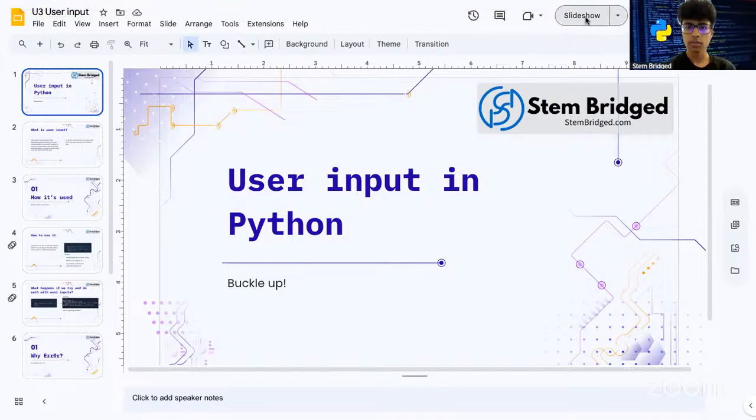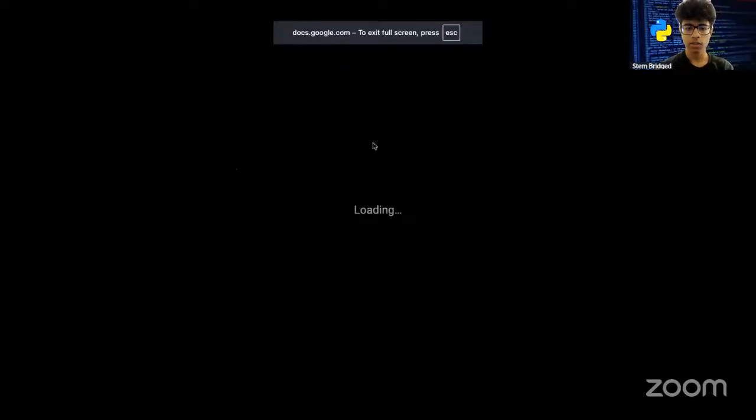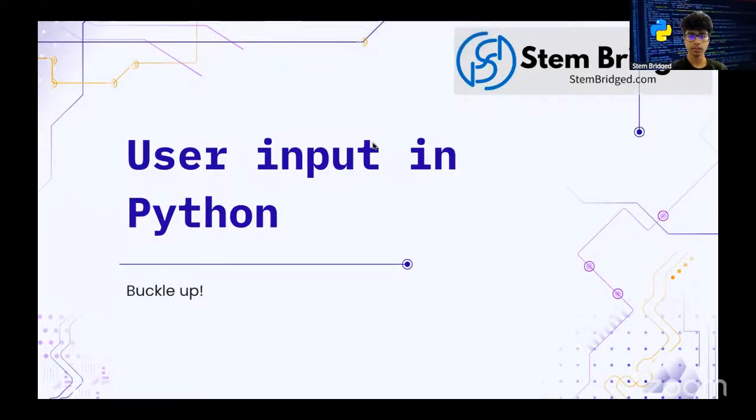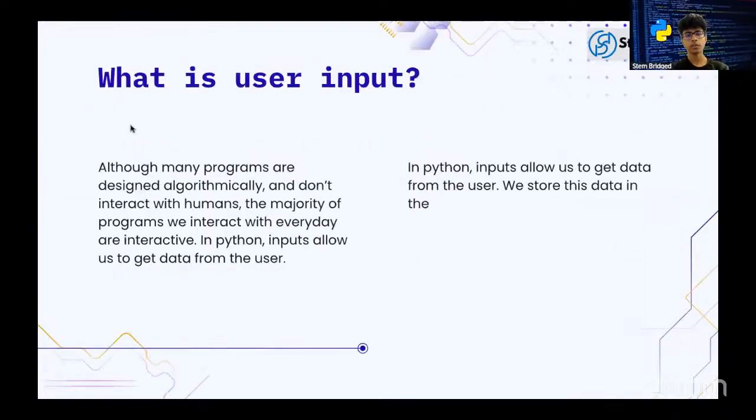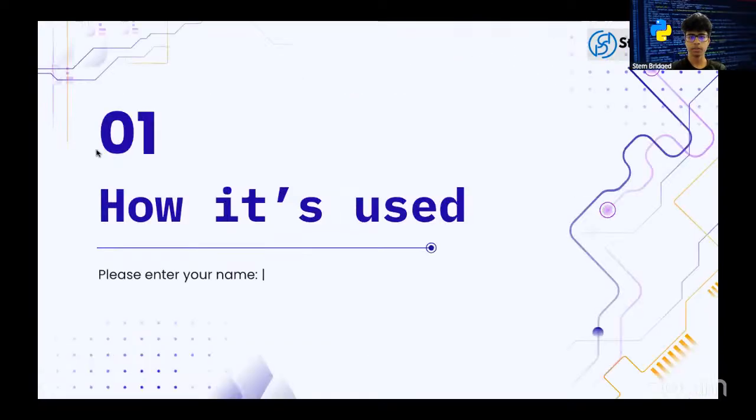Okay, let's get started. Today we're going to be learning about user input in Python. So what is user input? Although many programs are designed algorithmically, we don't interact with humans. The majority of programs we interact with every day are interactive. In Python, inputs allow us to get data from the user. We store this data in a variable, a data type, etc.